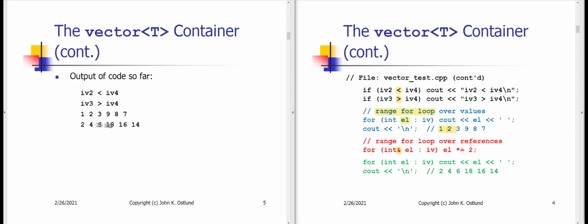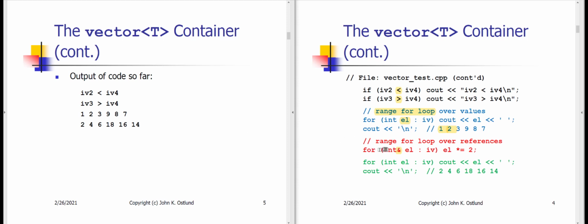Here's the output that I get from the code on slide 4. We do get told that IV2 is less than IV4. And then on the next line, we'd get told that IV3 is greater than IV4. Then the blue range for loop displays the current contents of IV. Originally, IV was empty, but then we assigned a copy of IV4 into it. So IV at the point of the blue range for loop is 1, 2, 3, 9, 8, 7.